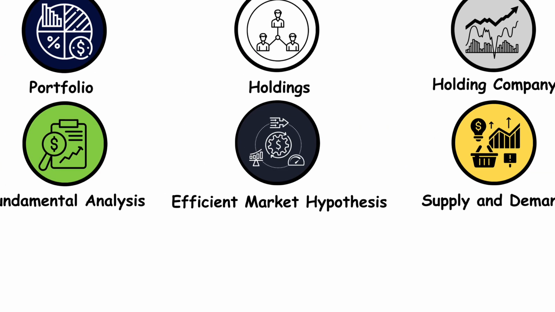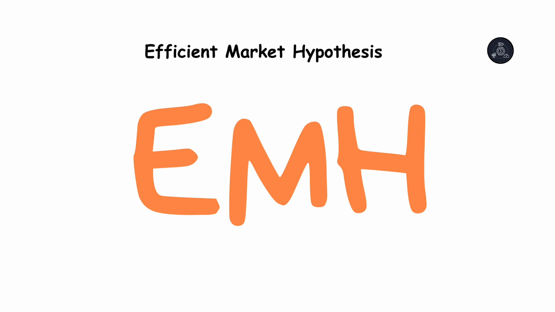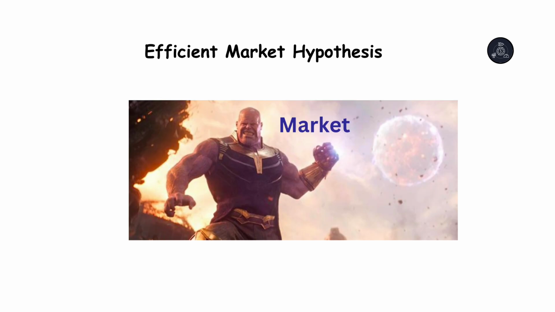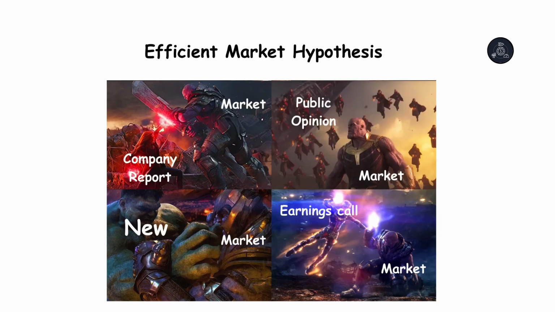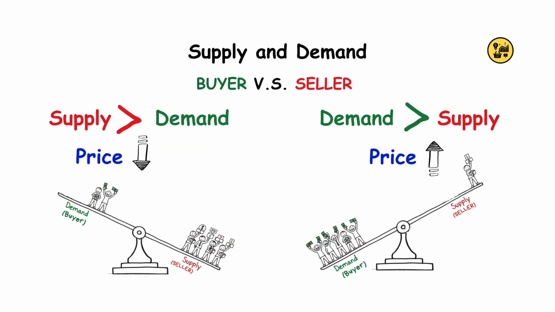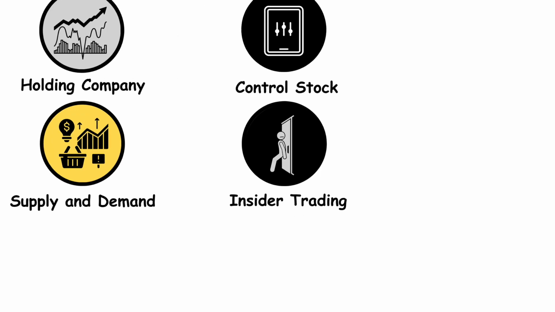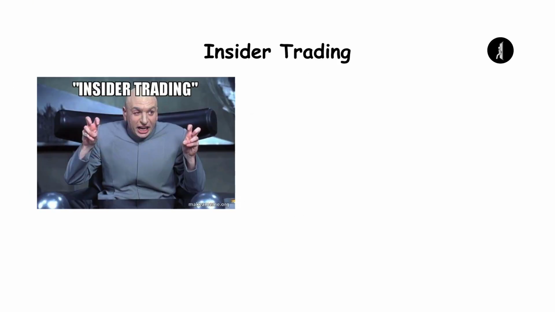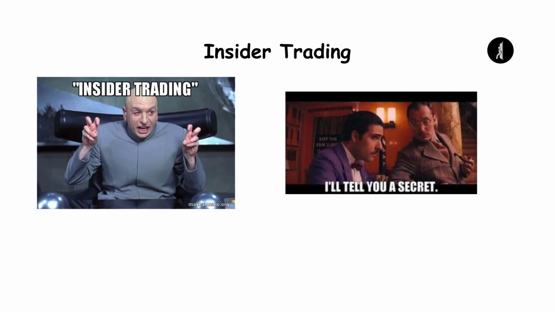Efficient market hypothesis, EMH. EMH simply says no one can beat the market because stock prices already reflect all known information. Supply and demand. Supply and demand set prices based on buyers versus sellers. Insider trading. Insider trading is buying or selling using secret company information, and it's illegal.